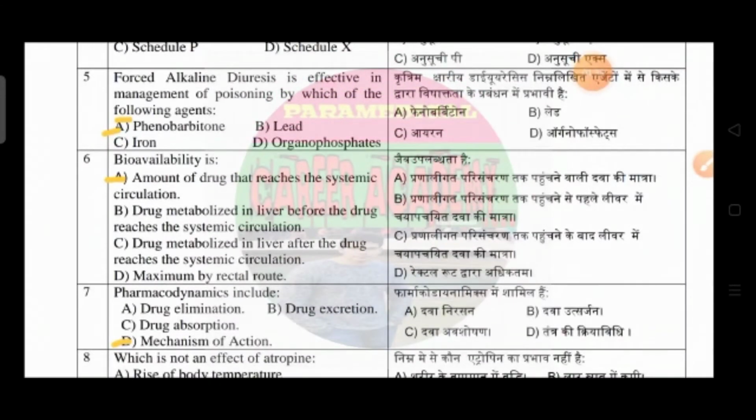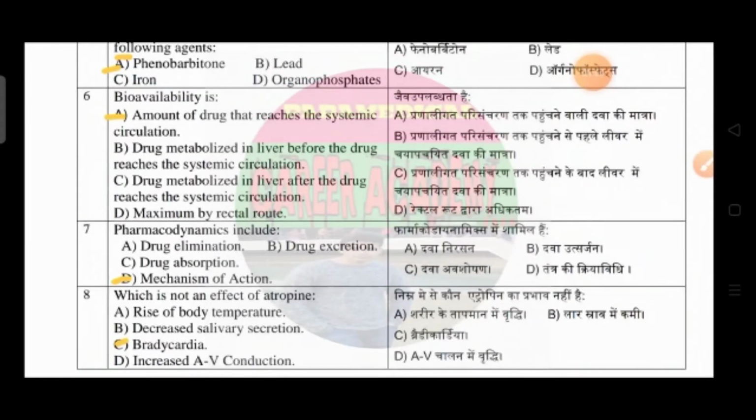Question number 5: Forced alkaline diuresis is effective in management of poisoning by which of the following agents? Option A is phenobarbital, option B is lead, option C iron, option D is organophosphate. So the correct answer is option A, that is phenobarbital.